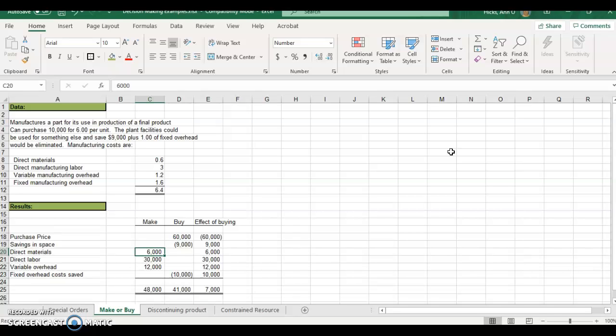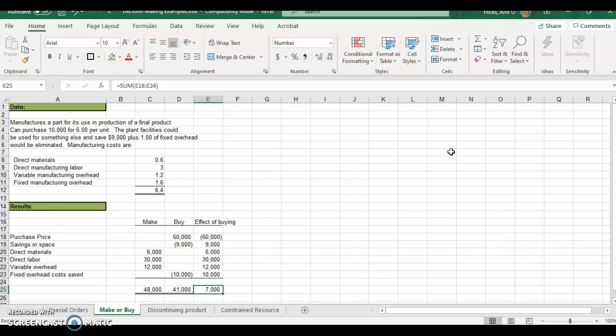Now, what's relevant to make is what we would give up or what we would save if we chose to buy the product. We will save the direct materials, which is $6,000. We will save the direct labor, which is $30,000. And we will save the $12,000 in variable overhead. Notice the only thing we're saving in fixed overhead is what they tell us, because fixed overhead by definition isn't necessarily tied to what we're producing. So we would actually save $48,000, which means there's a $7,000 benefit here to buying the product from this particular company.